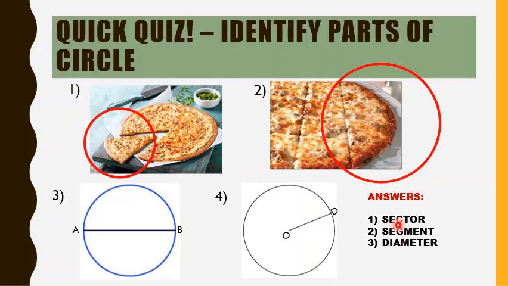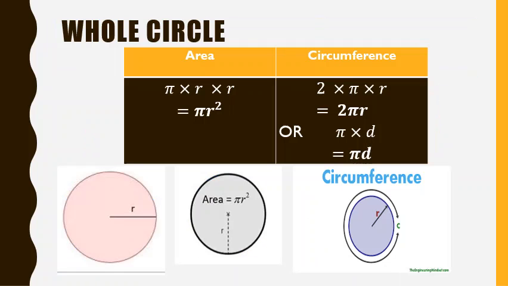As for the third question, it is the length AB that passes through the center. So this is what we call the diameter. As for question number 4, it starts from the center to the edge of the circle, which we call the radius. Okay? Moving on.